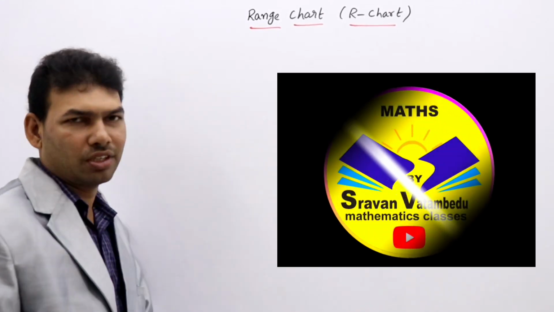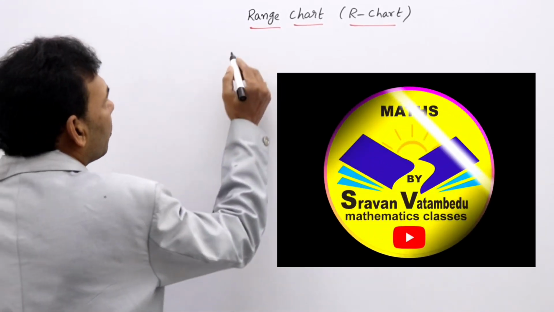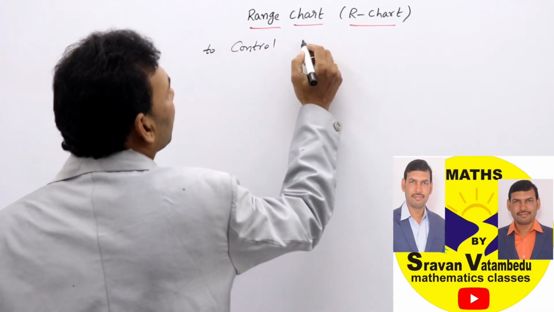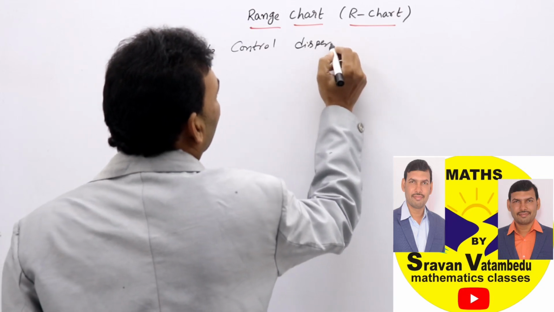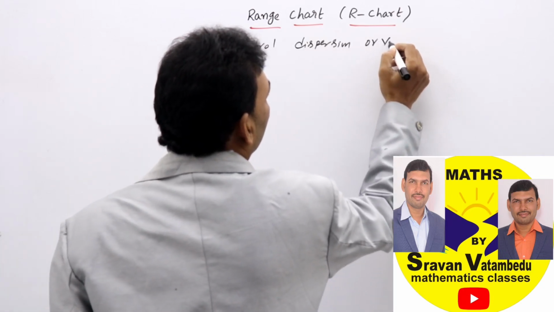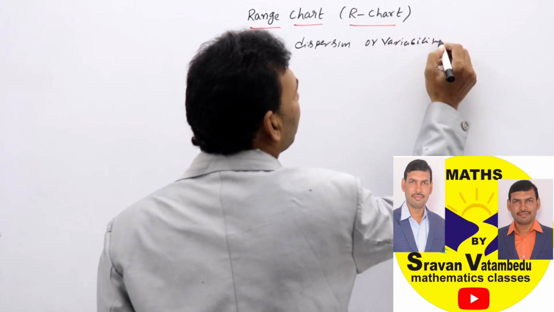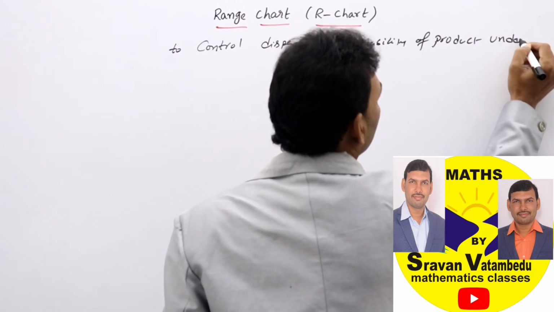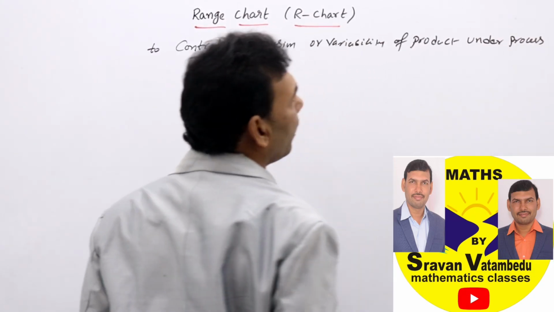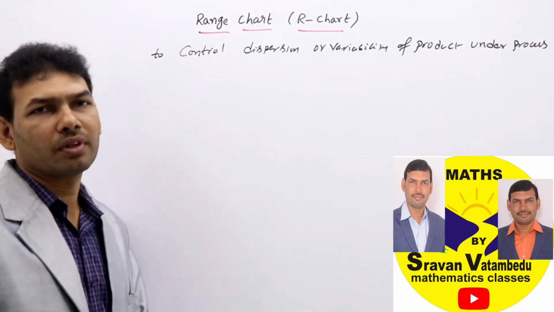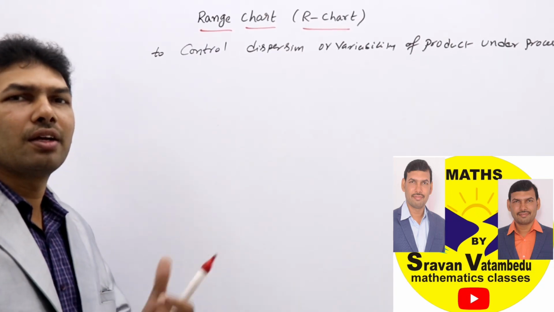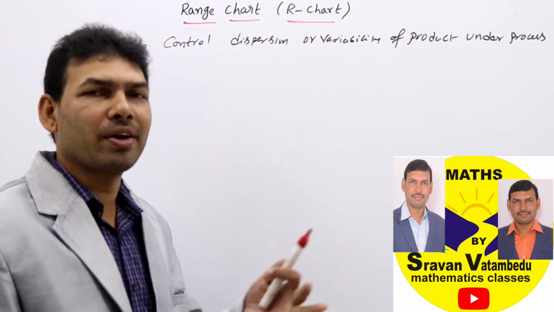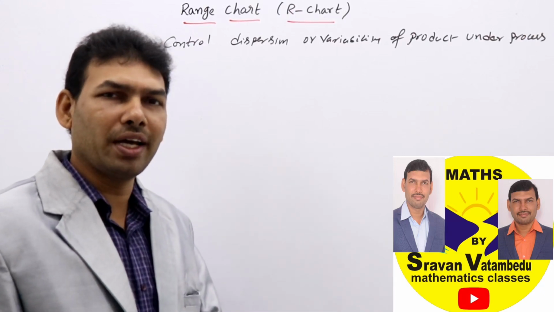So range chart, or R chart. This is used to control dispersion or variability of product under process. To find variability under process, any variations are there from the prescribed standards in the manufactured product. Is there any variability?